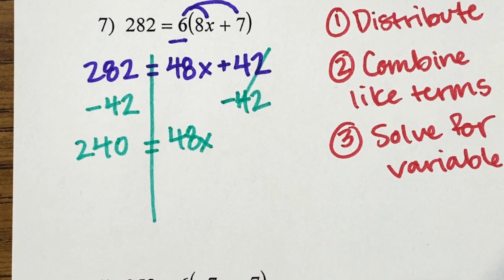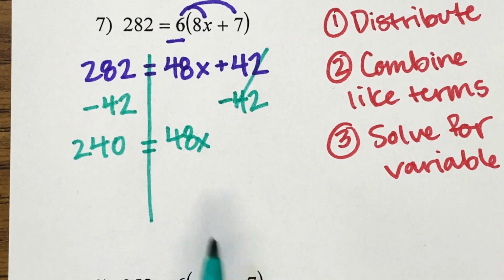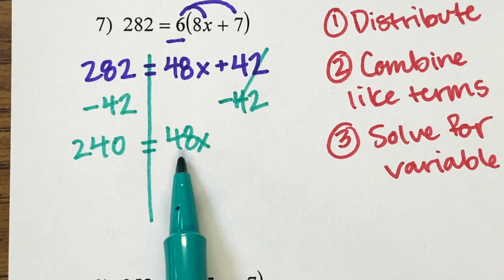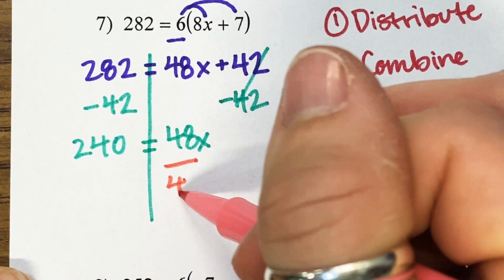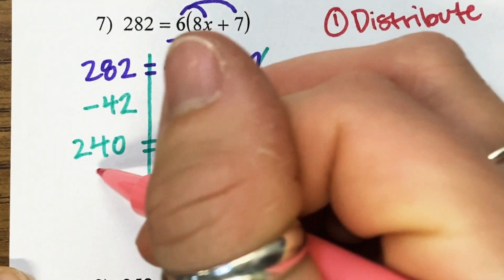Okay, so we still have one more step to getting x by itself. So this is 48 times x, right? When they're right next to each other, that means they are being multiplied. So how do we undo, or what is the opposite of multiply by 48? We divide by 48.